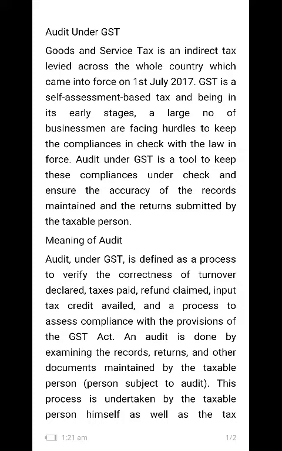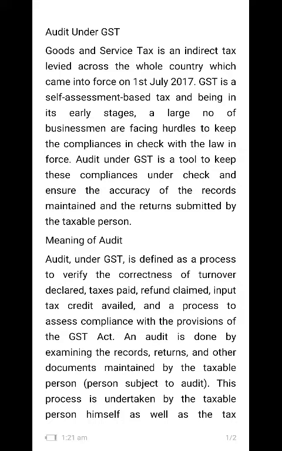Okay, so it is very important from the point of view of the examination. What is the meaning of audit under GST? It is the verification process of the turnover declared, taxes paid, refunds claimed, input tax credit availed, and a process to assess compliance with the provisions of the GST Act.